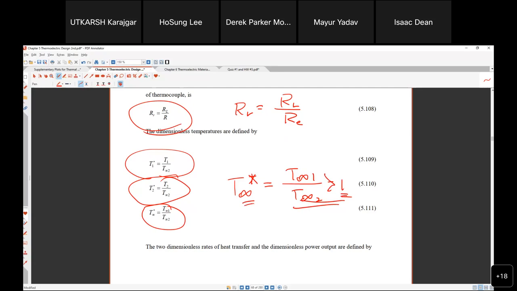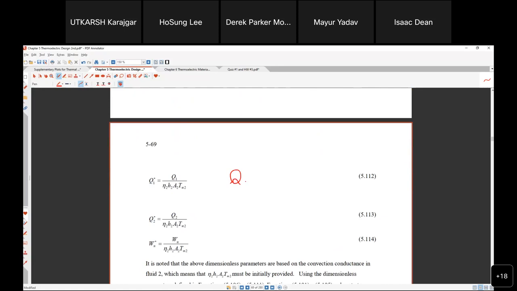So the temperature has to be greater than one. And then I define Q1 star, dimensionless, which is obviously Q1. And I assume the cold side temperature is known. That's no problem, cold side. So if Q1 dimensionless is high, it indicates a high Q1.